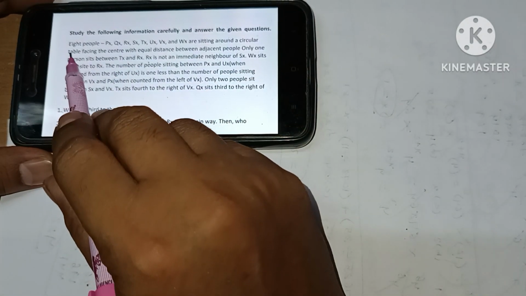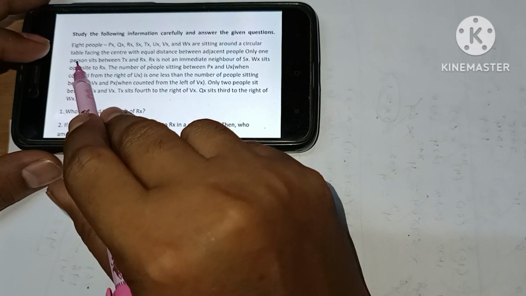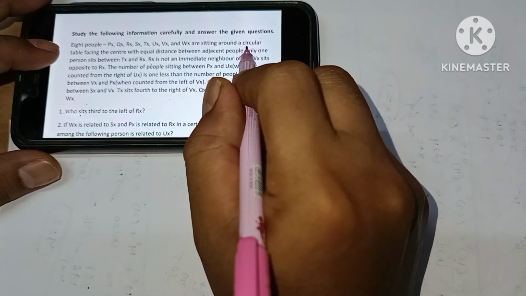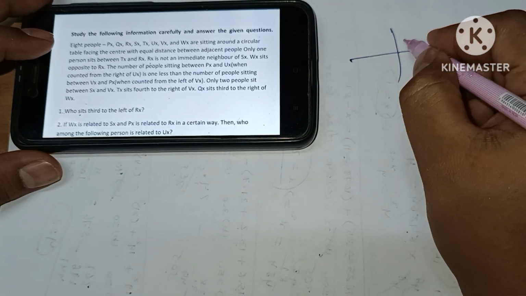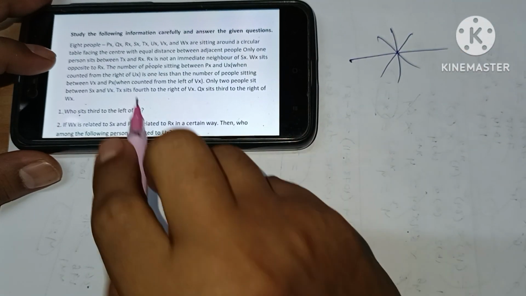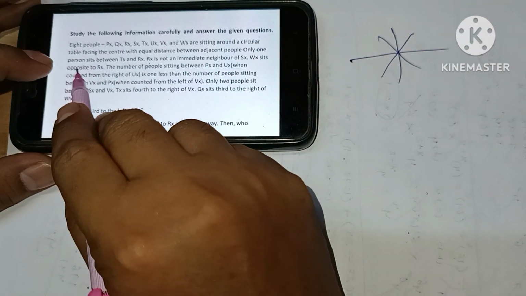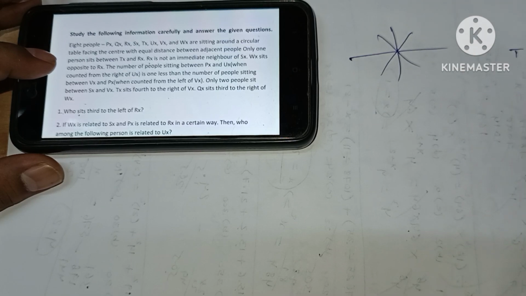Now we are going to see a reasoning puzzle. 8 people are sitting around a circular table facing the center. Facing center and 8 persons in a circle. We take like this. Next, all are facing center. Only one person sits between T and R. Let's note them, T and R. Only one person sits between them.